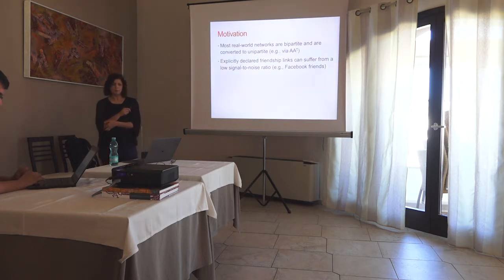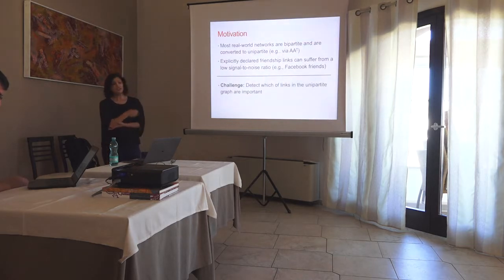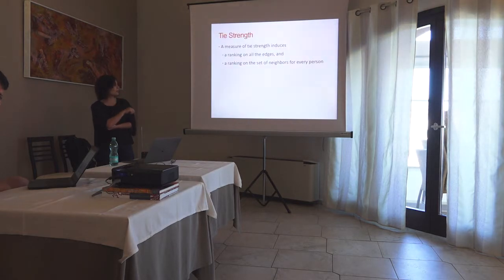Also, if you're working on, let's say, the Facebook social network, Tina has lots and lots of friends, and clearly she is not related to all of them by the same amount, right? So I want to somehow rank Tina's friends so that if Tina's best friend, when it comes to news from Greece, reads something about Greece, then that is shown to Tina, as opposed to some other friend of Tina who read something about Greece. So the challenge is figuring out which of the links in this unipartite graph are important. We want to infer this implicit weighted social network.